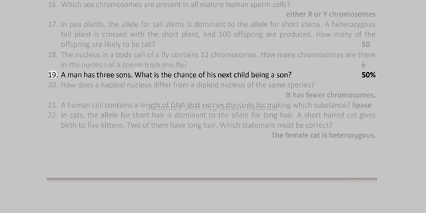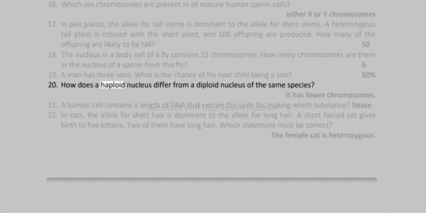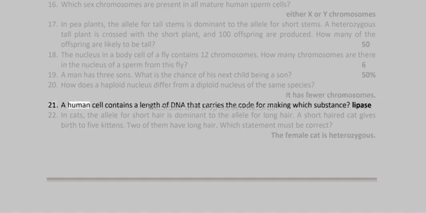6. 19. A man has 3 sons. What is the chance of his next child being a son? 50%. 20. How does a haploid nucleus differ from a diploid nucleus of the same species? It has fewer chromosomes. 21. A human cell contains a length of DNA that carries the code for making which substance?